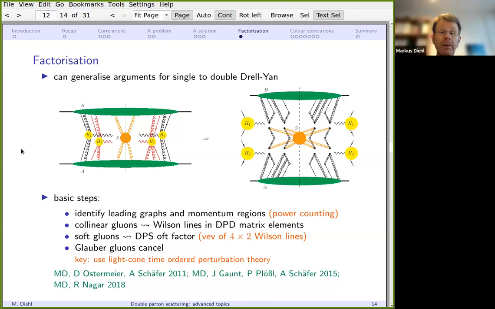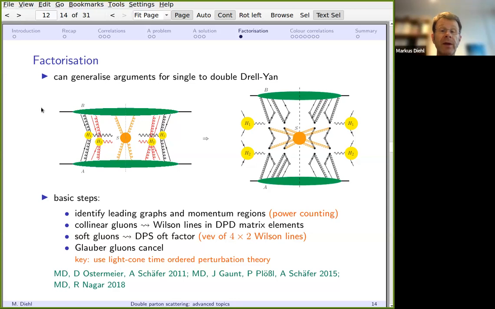So the first step is represented on the left-hand side here. You think of your overall reaction for the cross-section, so here's the final state cut, as a big graph with a multi-scale setting, and you identify leading subgraphs and momentum regions. And this kind of identification of leading momentum regions inside a graph is based on power counting or dimensional analysis, and that was pioneered by Libby and Sterman. So that was the keyword that Will also mentioned last time.